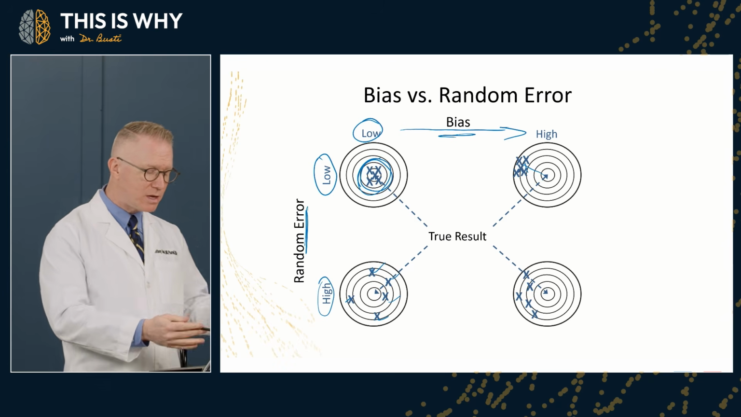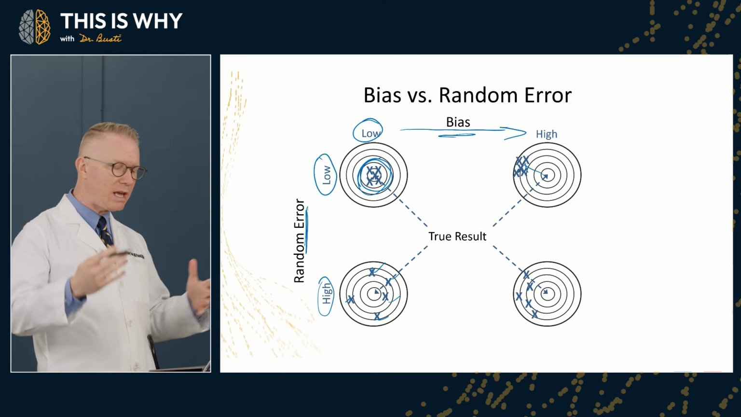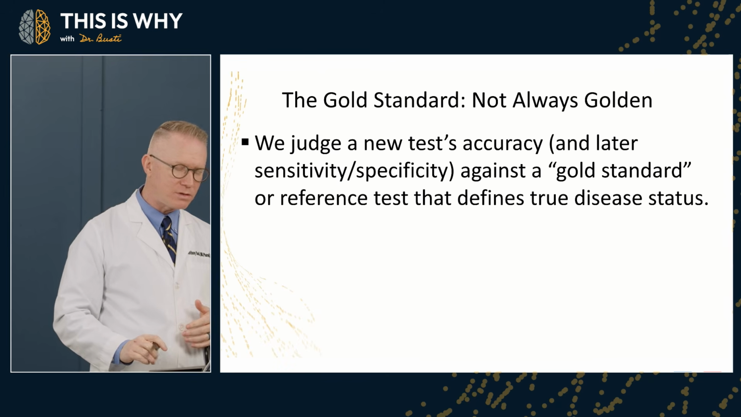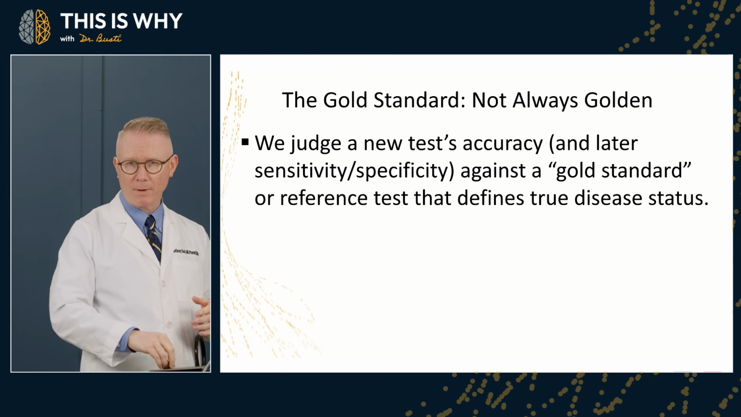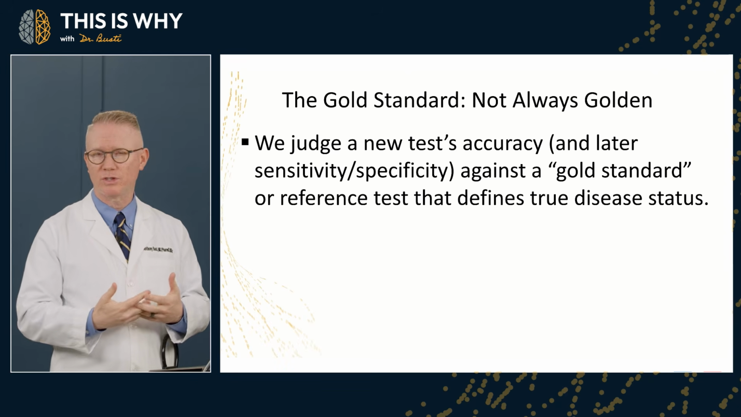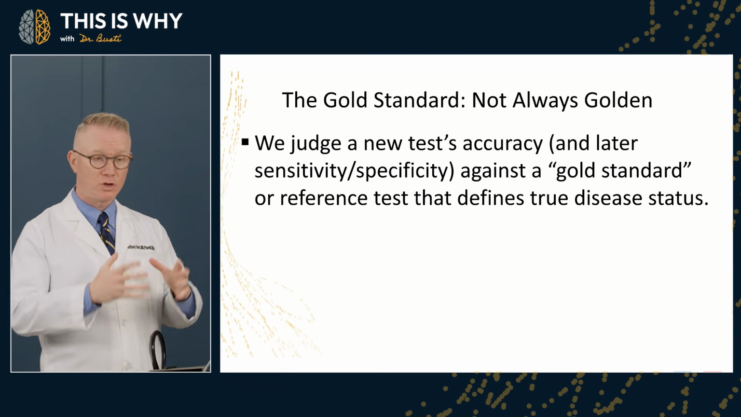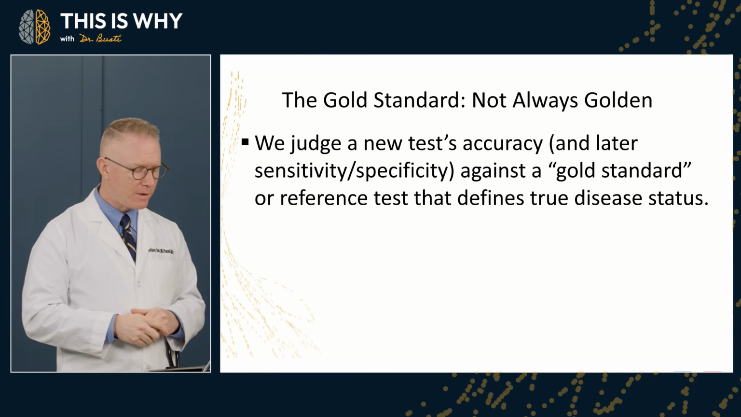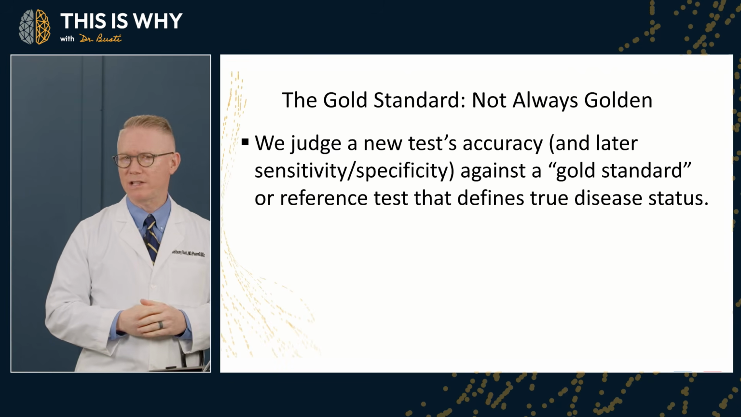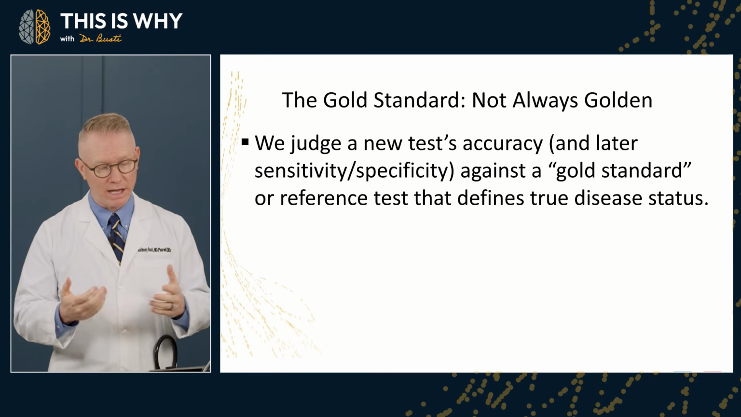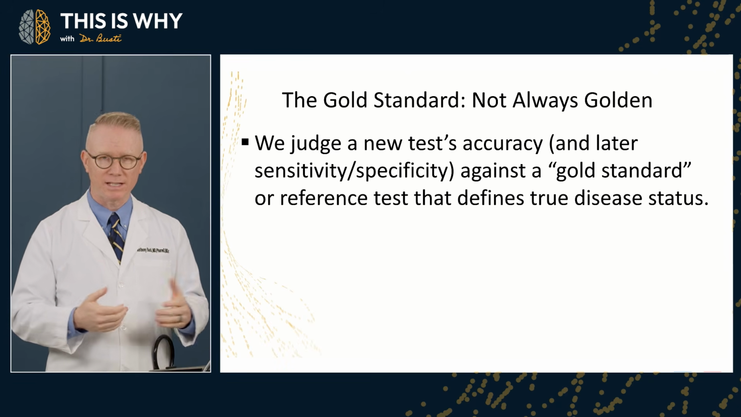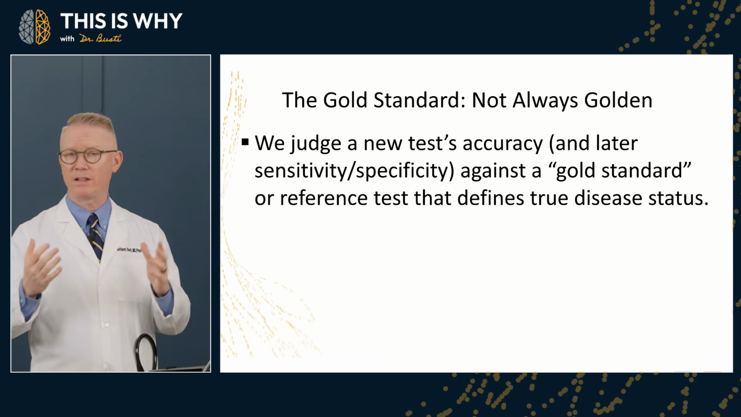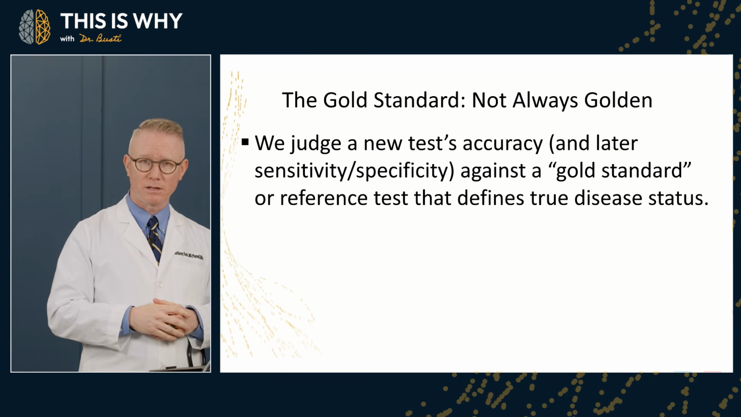So that's what this is trying to help you see in your mind visually when you're studying about, or you're reviewing a paper about a new test, or if you're the researcher doing it, you want to try to get to that one top left corner target. So we can judge a new test's accuracy and later on some of its specificity and sensitivity against a gold standard, or that reference standard that defines the true disease status.